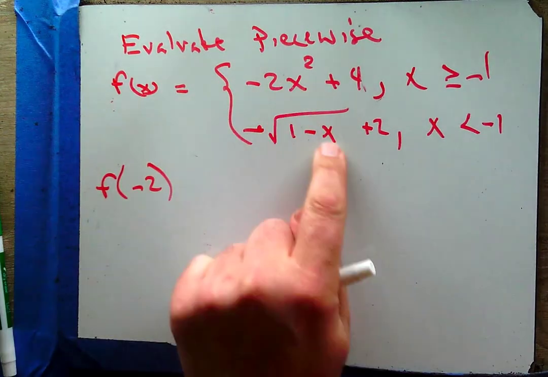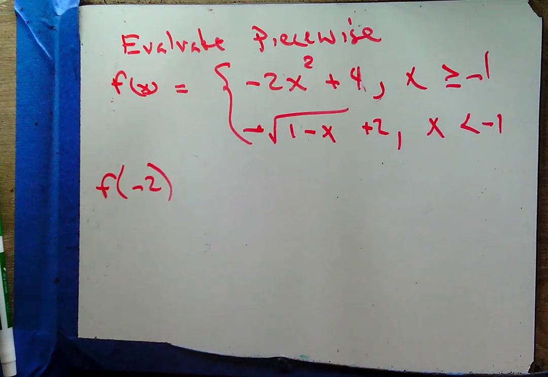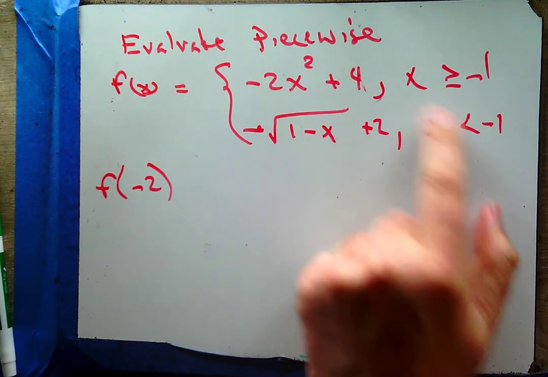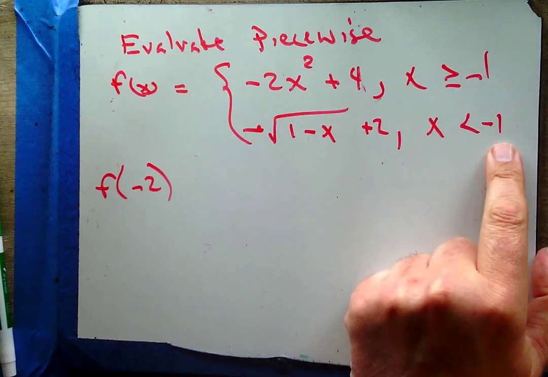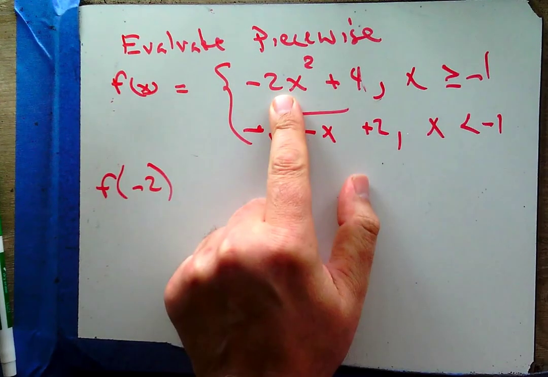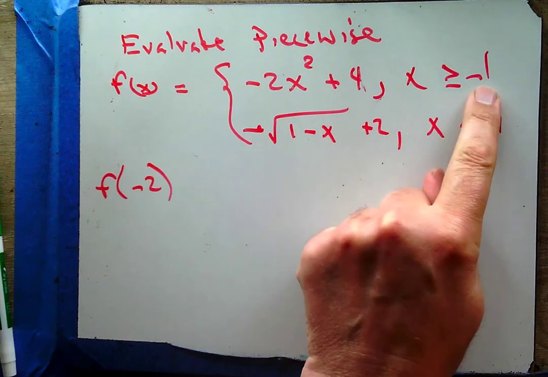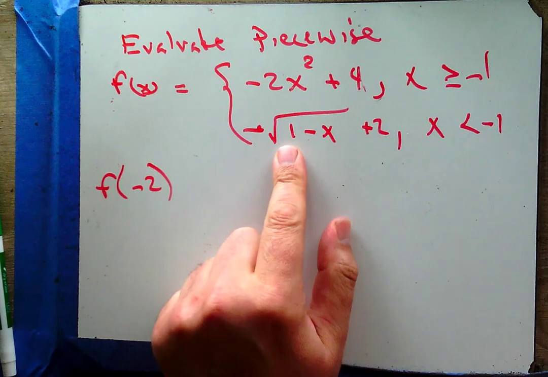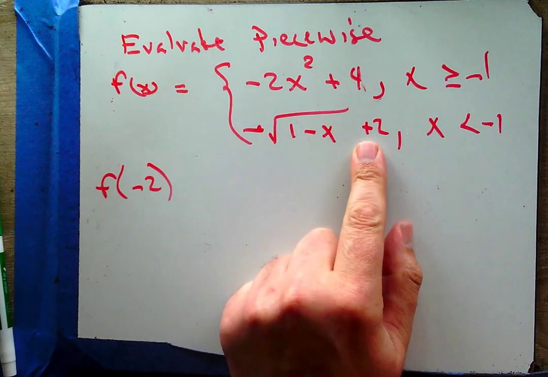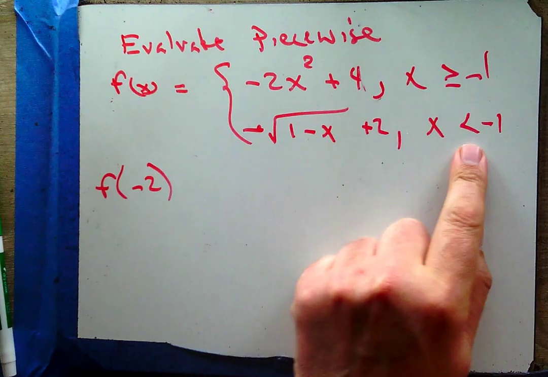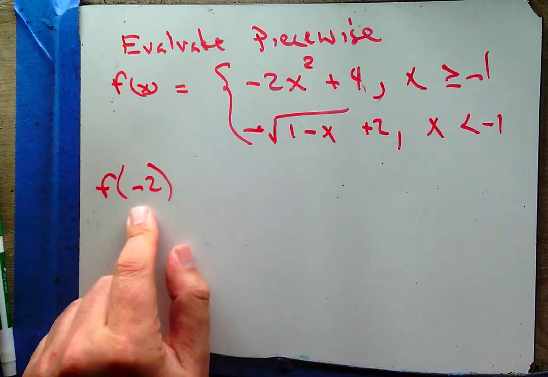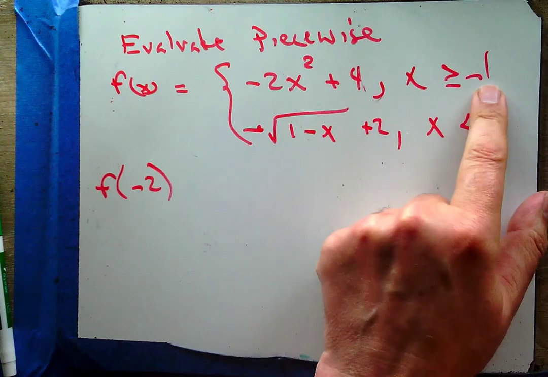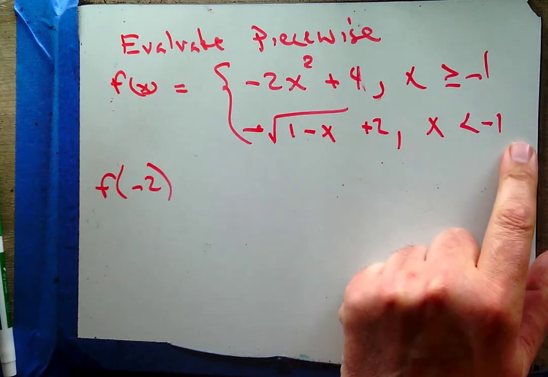Do I plug a negative 2 in for both of these? Well, that's the most common mistake that students make on the test. And I think it stems from not paying attention to this. These are domains. Okay, so it looks like this down-pointing parabola, but only for x values greater than or equal to negative 1. And here's an upside-down reflected square root graph that's been shifted up 2, but only for x values less than negative 1. So where is negative 2? Is it x is greater than or equal to negative 1, or is it x is less than negative 1?